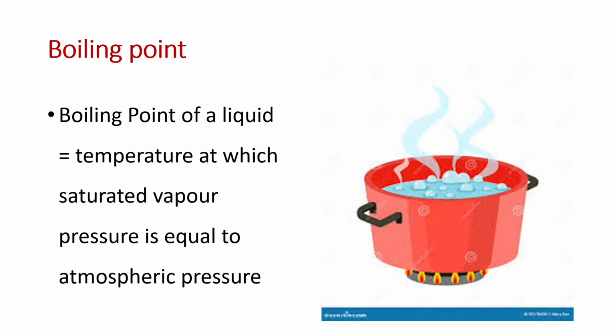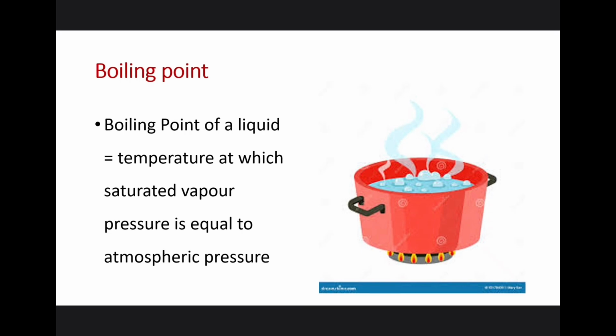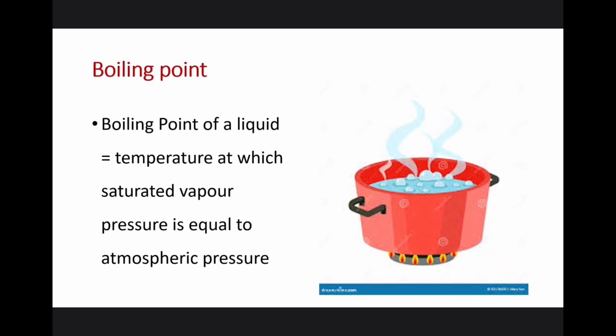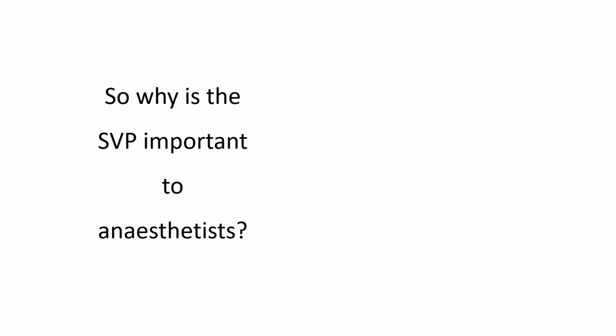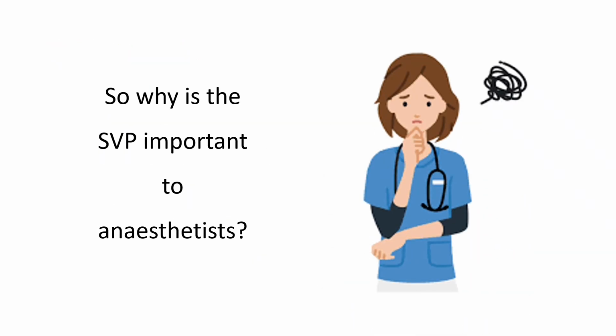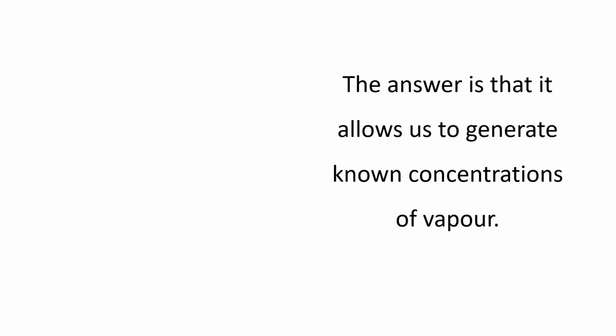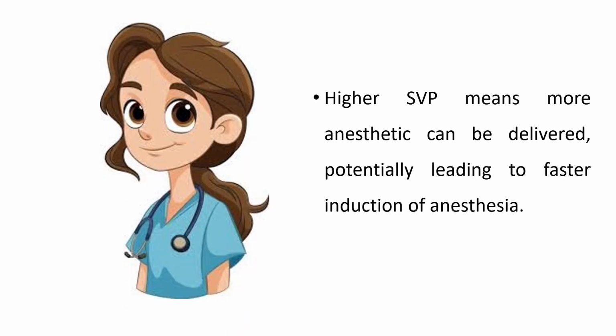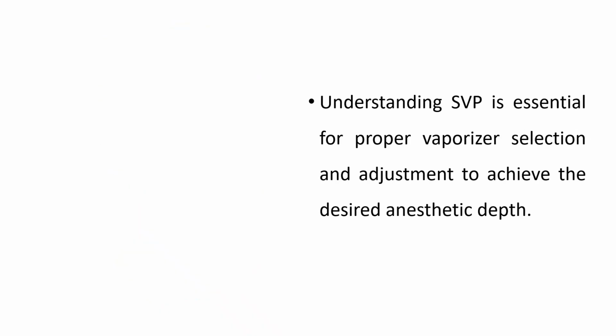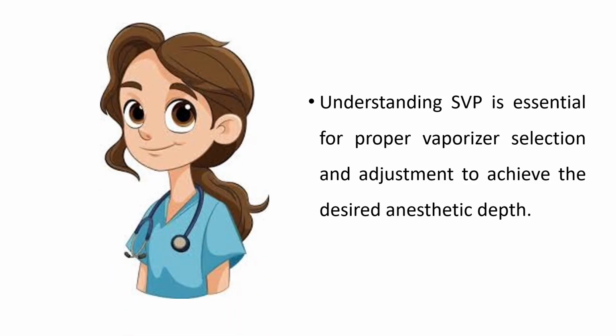Therefore, the boiling point of a liquid can be defined as the temperature at which its saturated vapor pressure equals the atmospheric or ambient pressure. So, why is saturated vapor pressure so important to anesthetists? The answer is that it allows us to generate known concentrations of vapor. Higher SVP means more anesthetic can be delivered, potentially leading to faster induction of anesthesia. Understanding SVP is essential for proper vaporizer selection and adjustment to achieve the desired anesthetic depth.